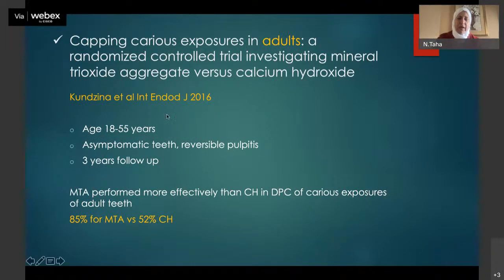This is also a study over 3 years by Kundzina et al. 85% success for MTA compared to 52% for calcium hydroxide. That's why we don't attempt vital pulp therapy using calcium hydroxide anymore. And this study particularly was in adults. So capping carious exposure in adults is an indicated treatment modality currently using MTA.